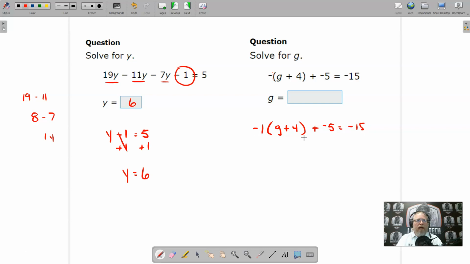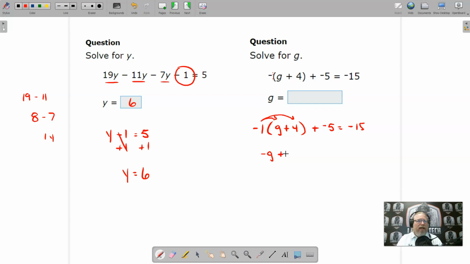So I haven't changed the value of this at all. By sticking that 1 in there, I can do that. You just kind of picture that. There's a 1 in between the negative sign and the parentheses there. That is to say, between the negative sign and the quantity of g plus 4. So now we see, oh, I could distribute this in to the g and the positive 4. So negative 1 times g is going to be negative g. Negative 1 times positive 4 is going to be a negative 4.